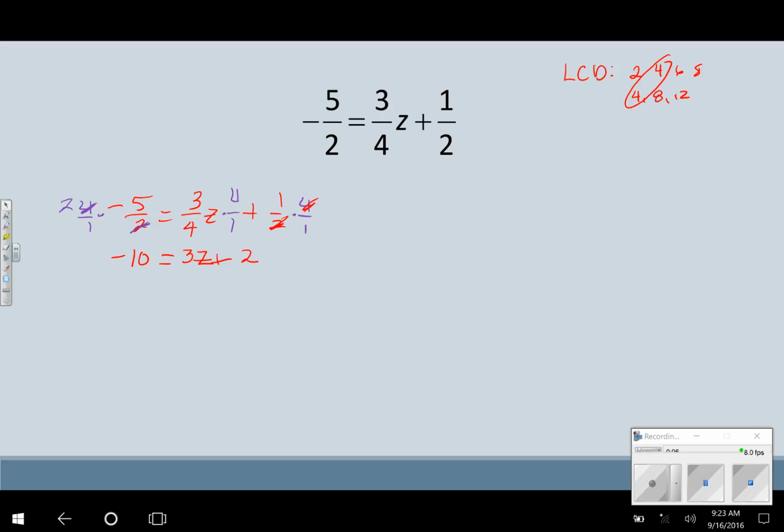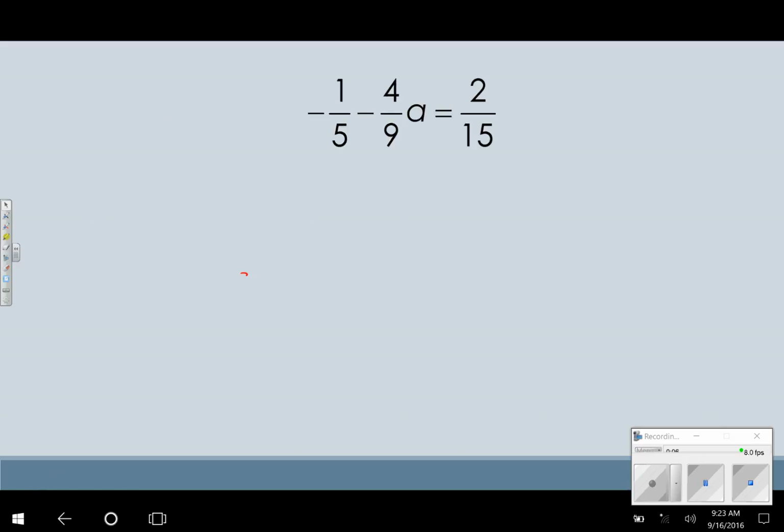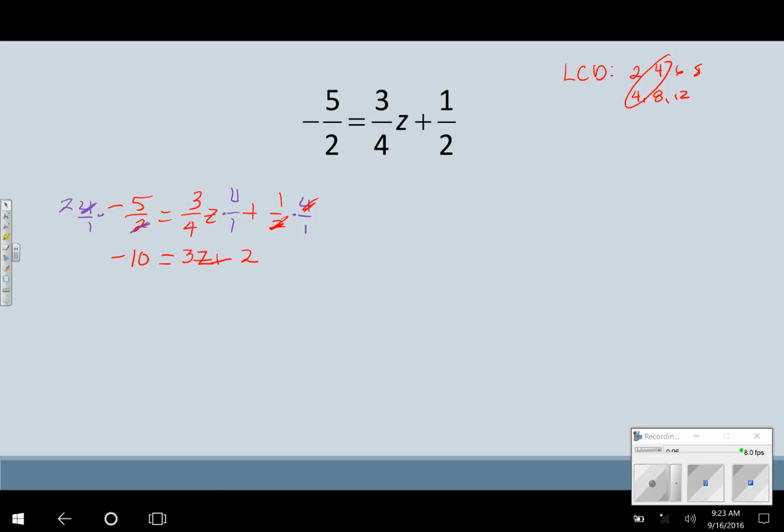So now it's a two-step equation where I can just subtract 2 from both sides. And when I do that, I'm going to get -12 equals 3z. I'm going to divide by 3, and z is going to equal -4.